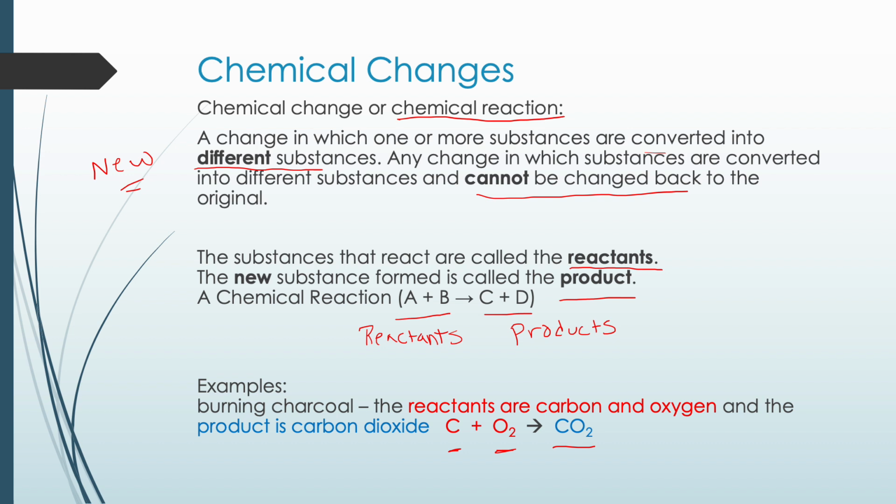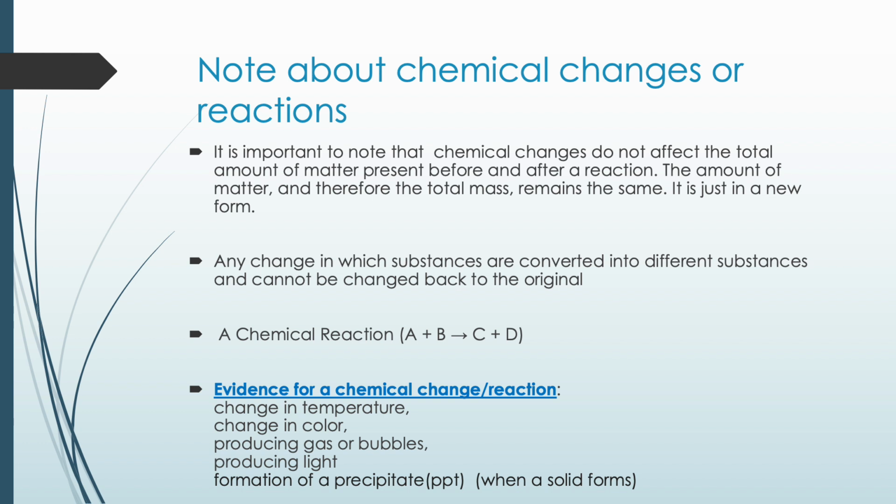The properties for this carbon dioxide are going to be different than the properties of carbon and oxygen. Note about chemical changes or chemical reactions. It is important to note that chemical changes do not affect the total amount of matter present before and after a reaction. The amount of matter, and therefore the total mass, remains the same. Total mass is going to remain the same. It's just now in different forms.